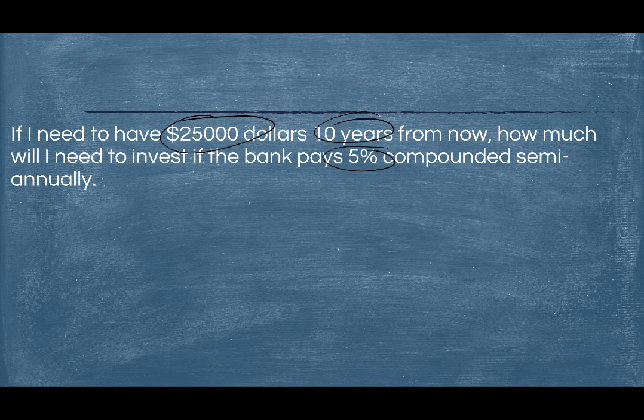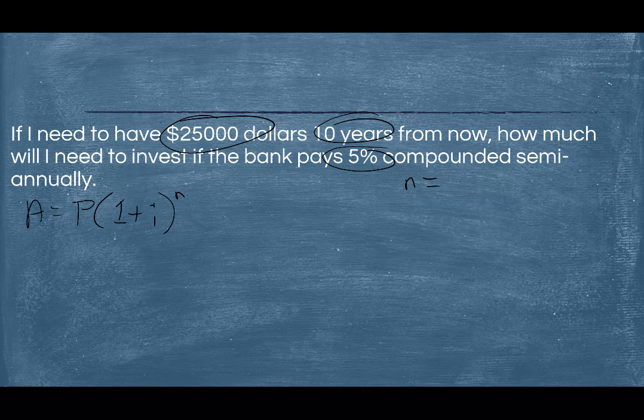Now, it's the same formula. I'm going to be using A equals P times 1 plus the interest rate to the power of n. So let's figure out what n is first of all. N is the number of compounding periods. 10 years semi-annually. Semi-annually means twice a year.